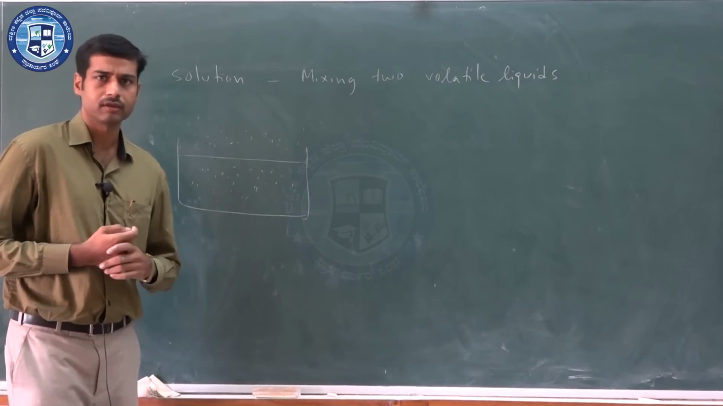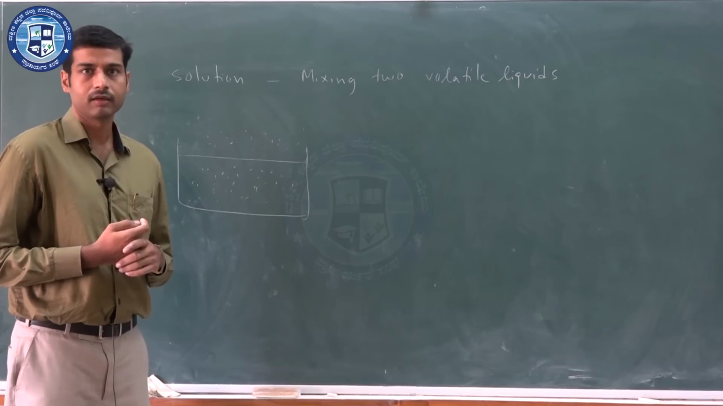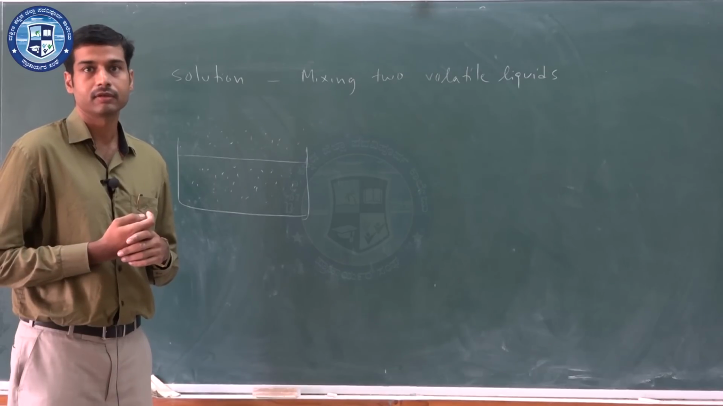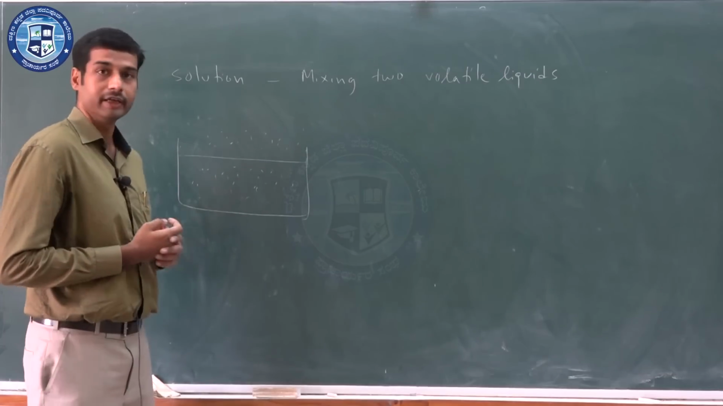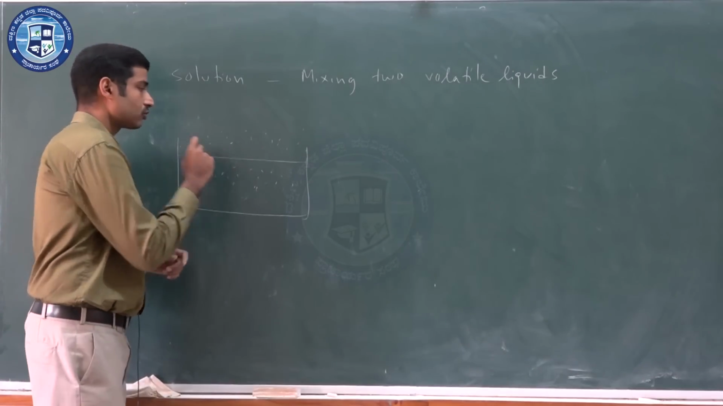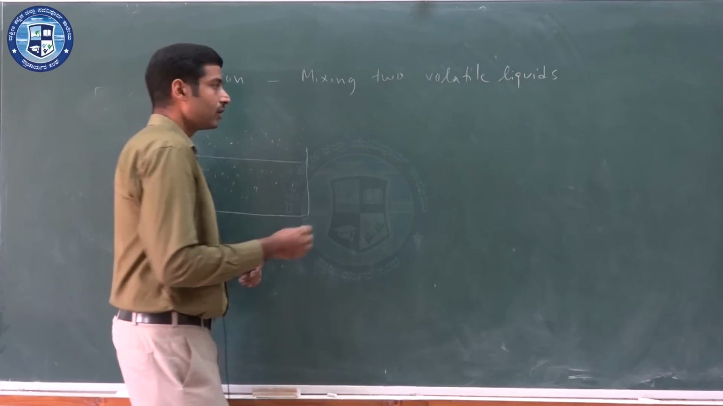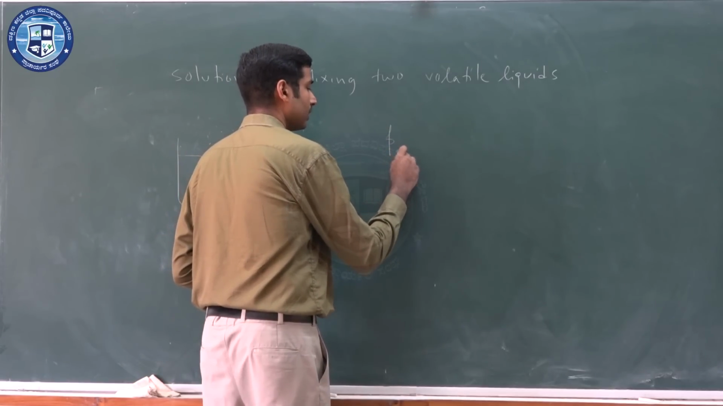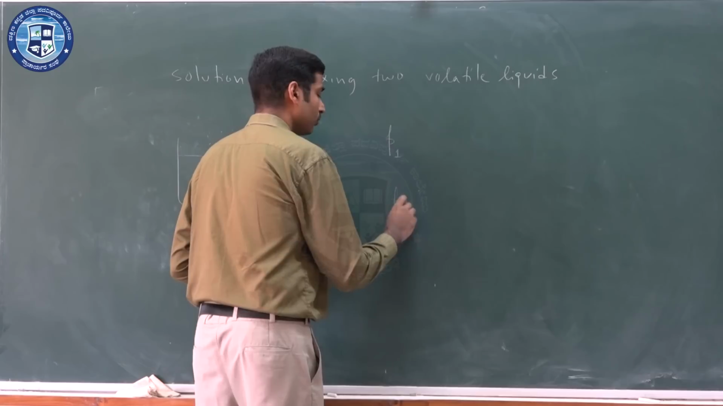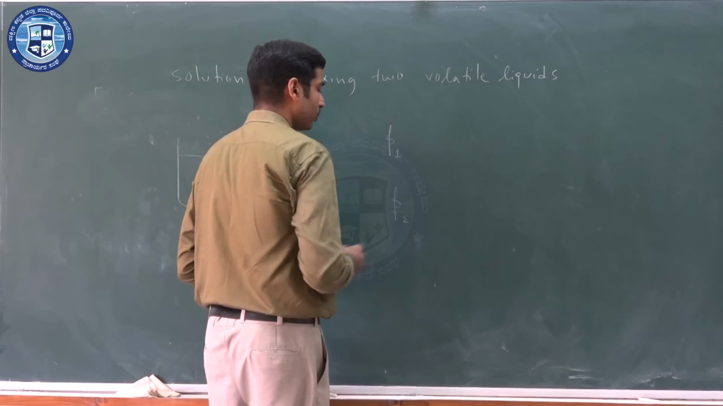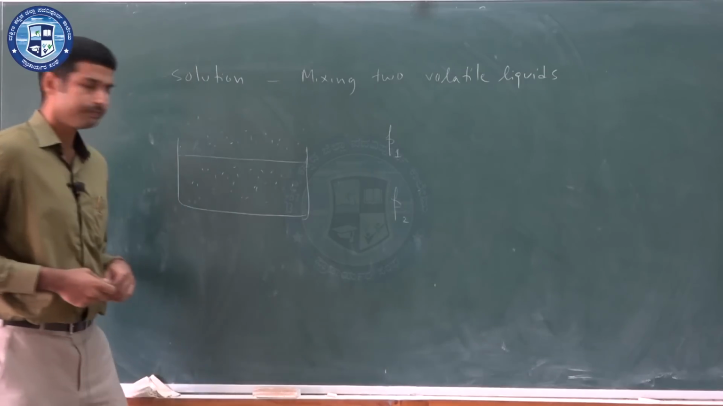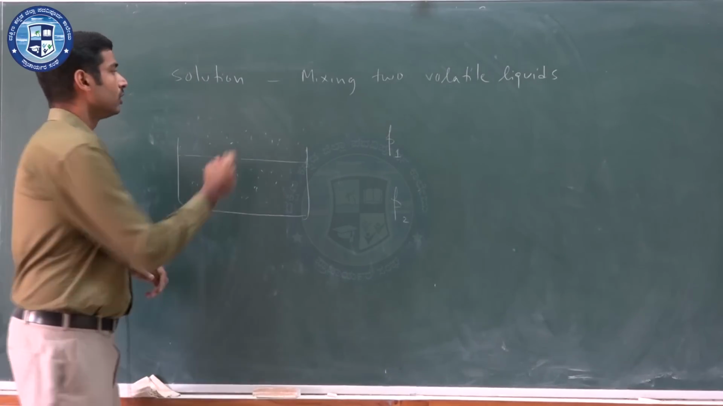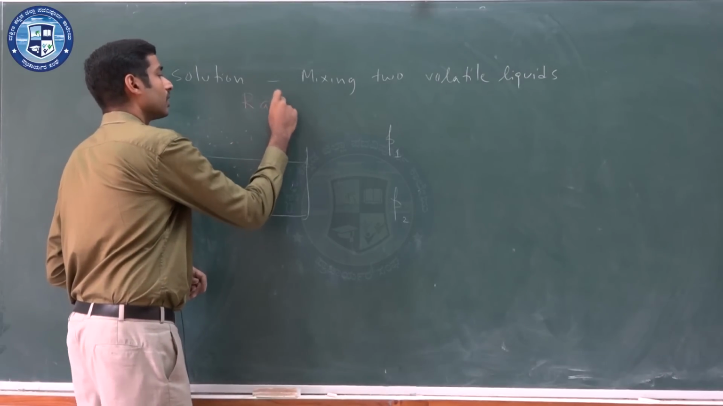In such a situation, we need to understand the partial pressure of each component that is exerted over the liquid. You have got component 1 as well as component 2, and we should be able to understand what the partial pressures of each of the components are. What is the partial pressure of component 1 and the partial pressure of component 2? This is understood with the help of a law known as Raoult's law.